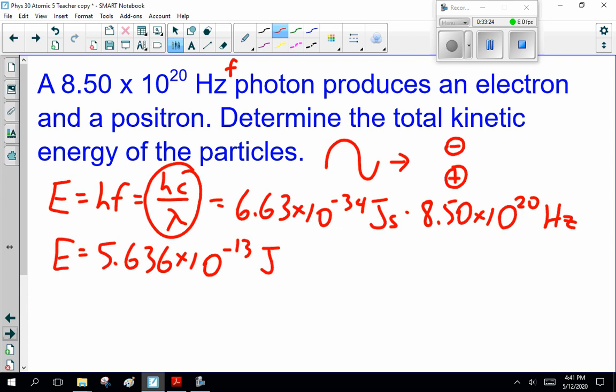Now, if you remember, back when we were doing energy levels for photons jumping from one energy level to another in the atom, we're getting something like minus 16 of a joule, minus 17. This is like 1,000 times more energetic, more dangerous, I should say. So, if this forms, total kinetic energy. All right.